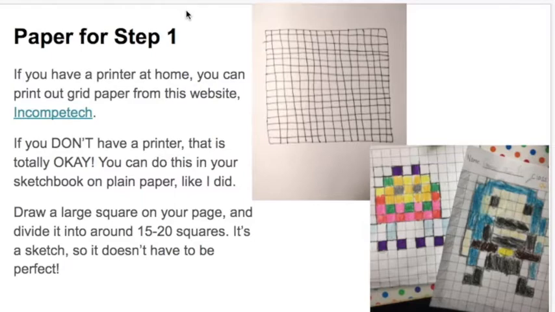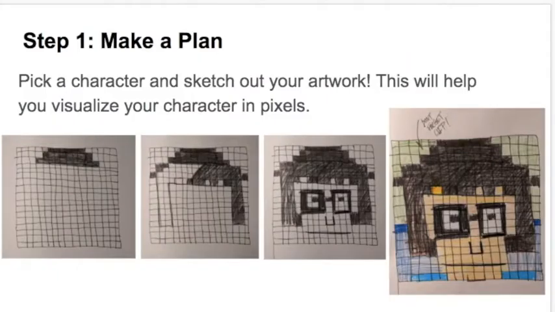On the right, you'll see some examples from previous classes. If we were in the classroom, I would give you paper. So step 1 is to make a plan. Pick a character and sketch out your artwork. This will help you visualize your character in pixels. Can you tell who I chose for mine?